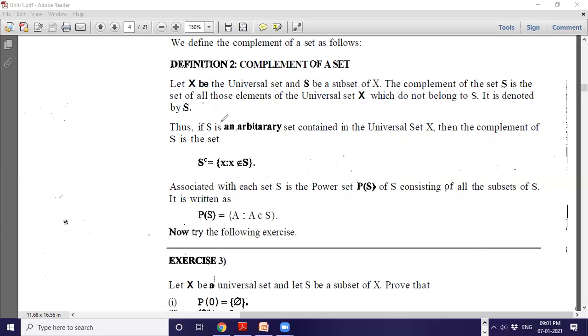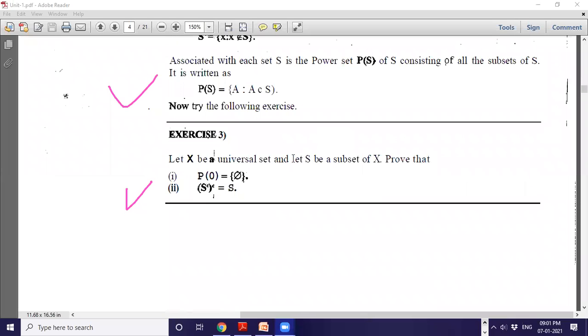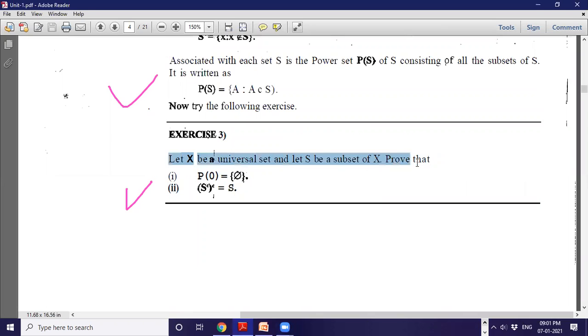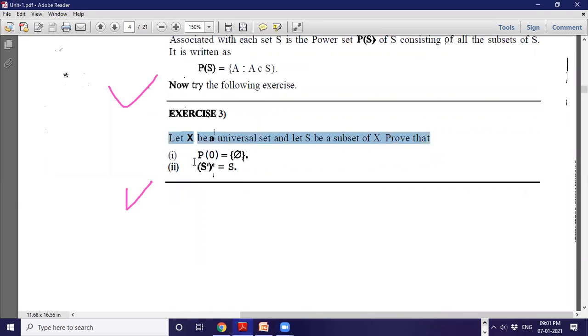Complement of set is clear and power set is clear. Don't worry, I'll go through some examples, so no need to worry. So let X be a universal set and S be a subset of X, and you need to prove that the power set of the null set is the null set and the complement of the complement of S is S.